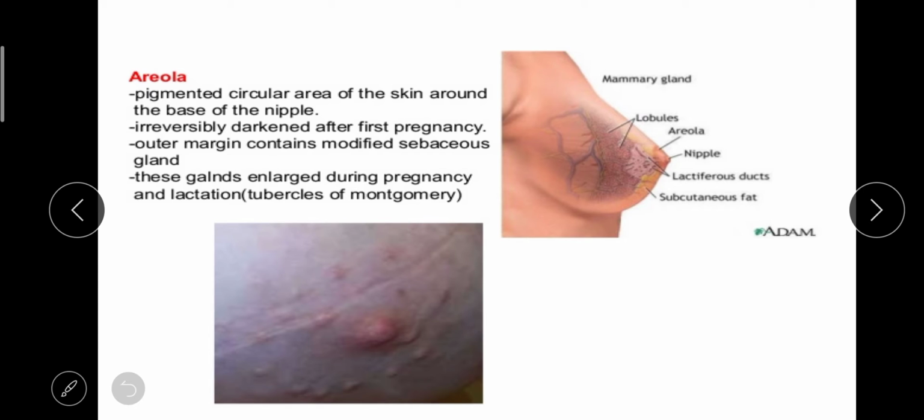Now the areola. It is a pigmented circular area of skin around the base of the nipple and is permanently darkened after the first pregnancy. The outer margin contains modified sebaceous glands, and these glands enlarge during pregnancy and lactation. So during pregnancy it becomes dark in color.